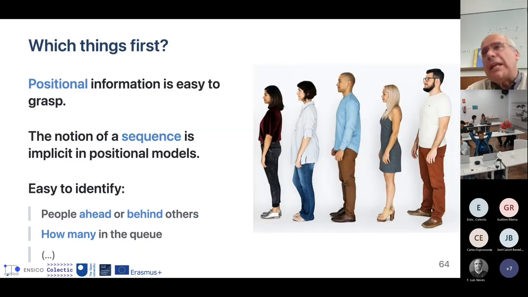So which things first? One of the things that people understand very easily from a very early age is positional information. And so this brings about the notion of a sequence of things. It's very easy to identify in the queue if you are ahead, if you are behind, how many people are in the queue, swapping, reversing. These are very intuitive concepts. And sequences are data. So we have decided to start from sequences.